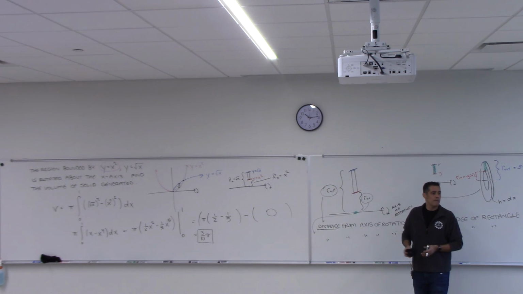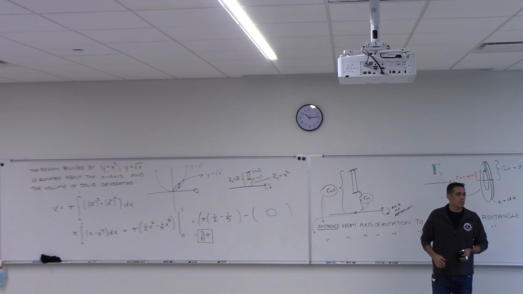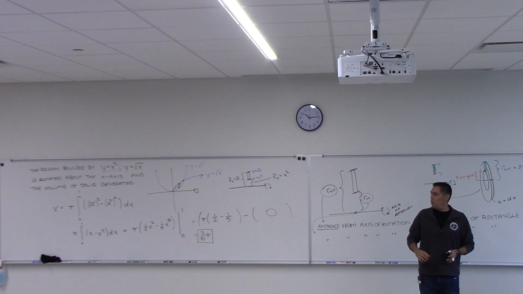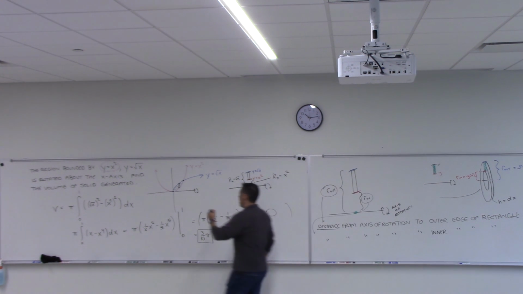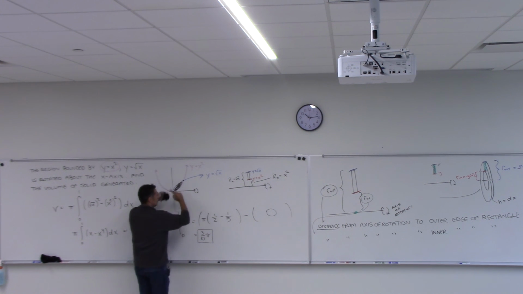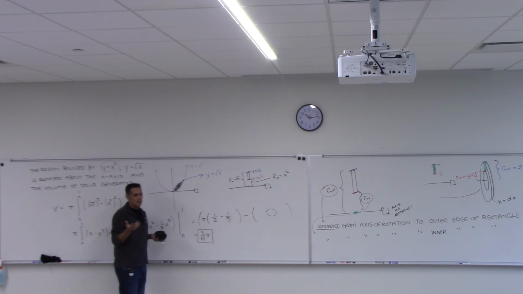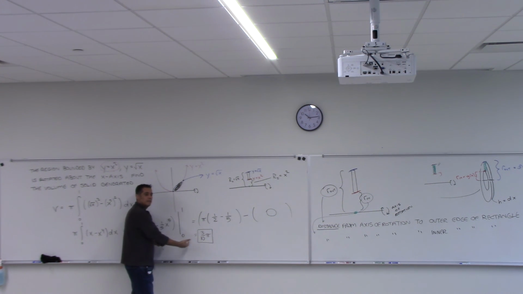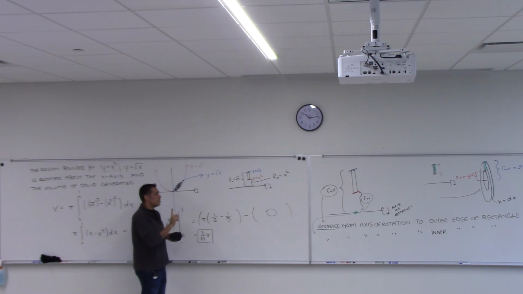Yes? Is that just like the rectangle part or the whole shape? That's this whole thing. That's this whole region wrapped around the x-axis. Whatever that looks like, it's hard to draw it, right? But it's whatever that is, that's the volume of it.